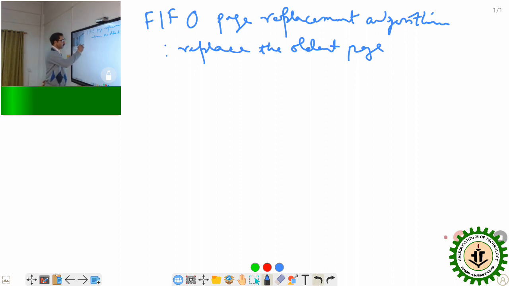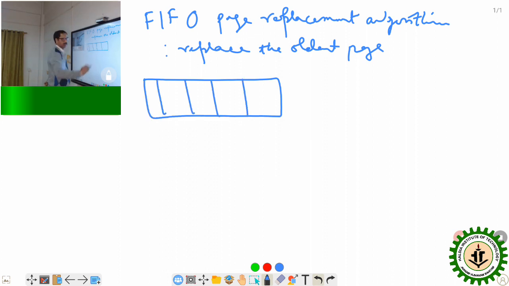So this algorithm keeps track of all the pages in a queue. The principle used in a queue is first in, first out. That means the page which entered the memory first will go out first. For example, if 1, 2, 3, 4, 5 are the pages, this is the front and this is the rear. The page that came first also moves out first. So the algorithm keeps track of all the pages in a queue with the oldest page at the front.